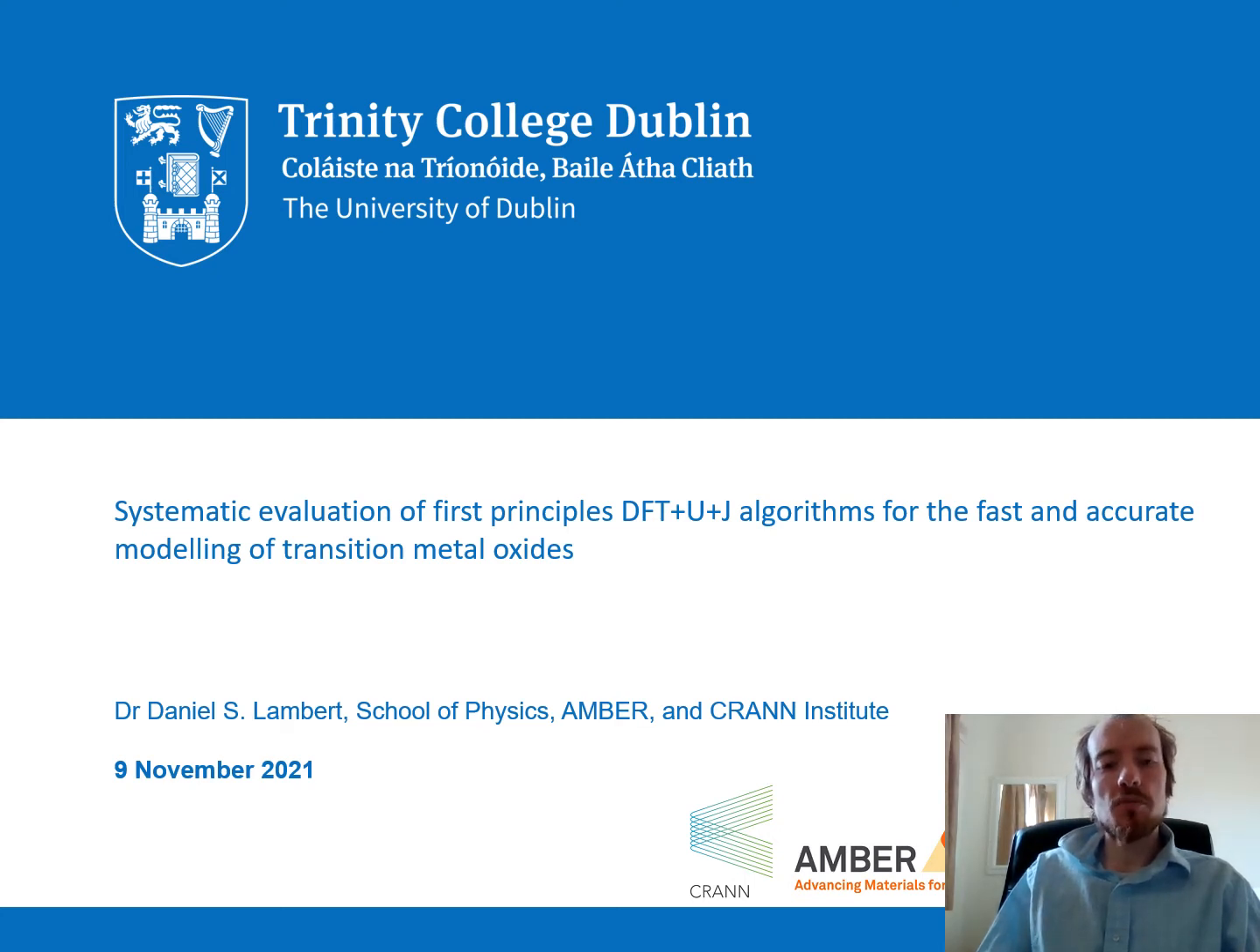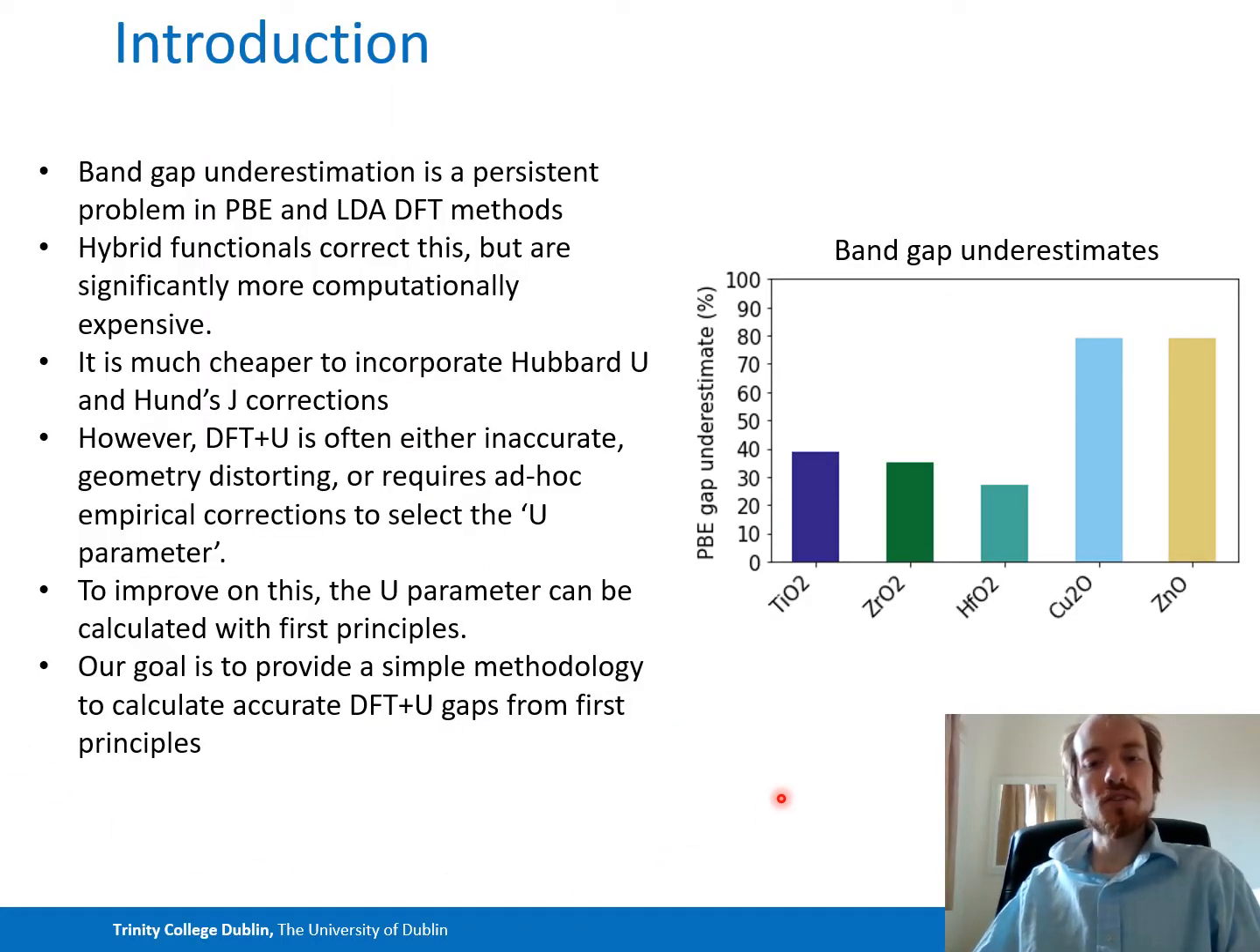Hello, and welcome to my talk on using first principles DFT plus U+J algorithms to model transition metal oxides. The issue at hand that we are trying to solve with this research is that density functional theory methods such as PBE and LDA, while being quite fast, are quite bad at describing the band gaps of oxides and semiconductors in general. Now, you can correct this with hybrid functionals, but that costs a lot more computational time.